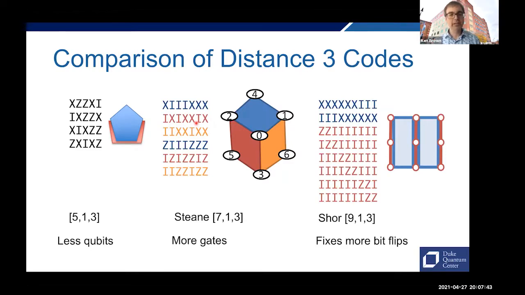But any quick questions about these? Quick questions about these codes? Could you quickly explain again how Shor can fix more errors than Steane if they are both CSS codes?